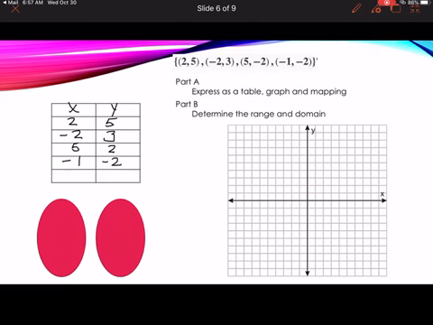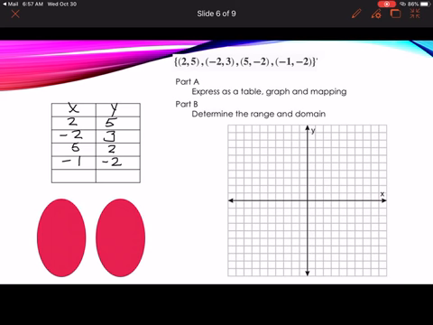Okay, let's go back to where we were, sorry. So we've already done the table. Now we can do the mapping.